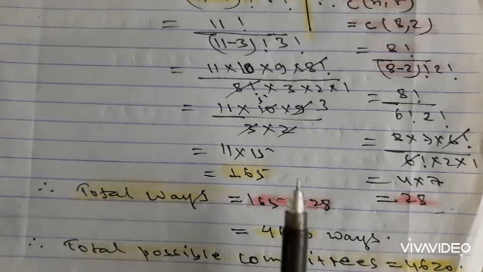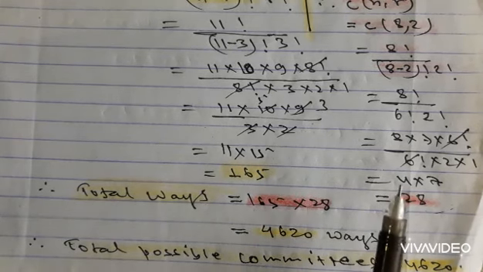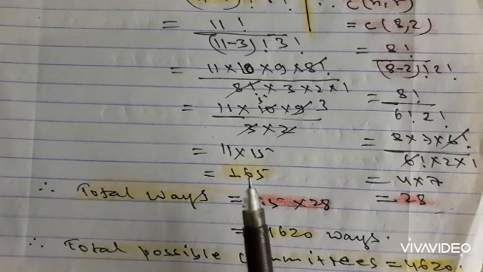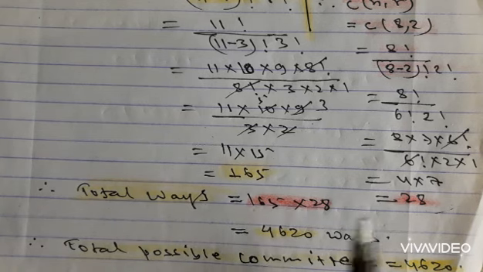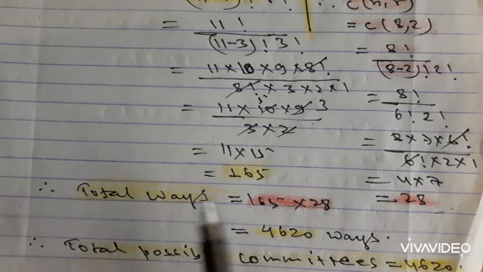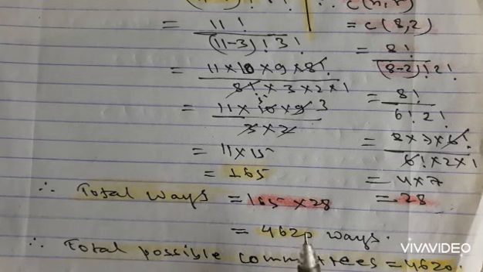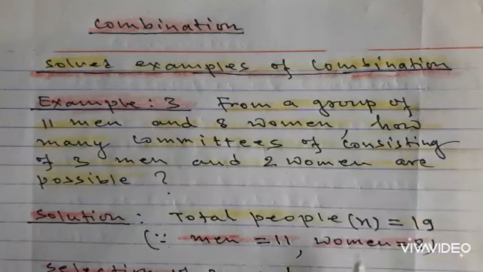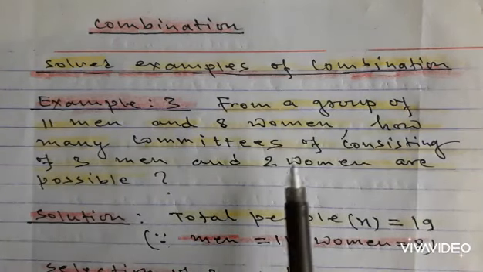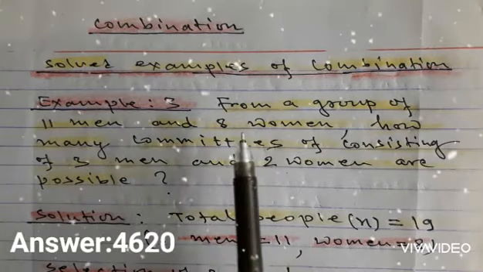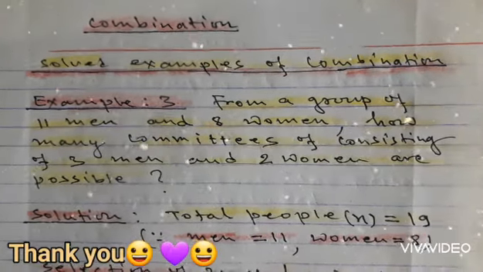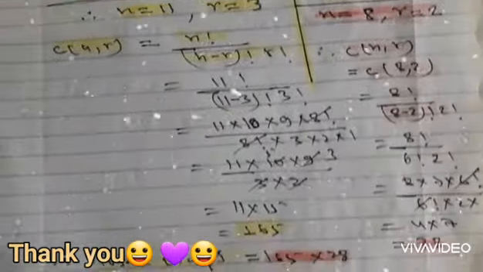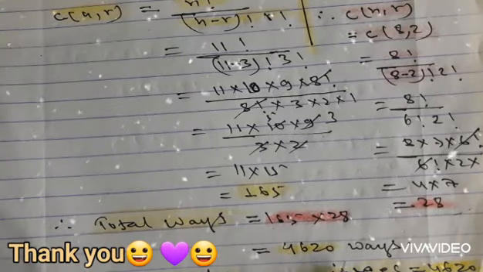Now we have to apply the theorem of basic principle of counting. The selection of men can be done in 165 ways, and the selection of women can be done in 28 ways. So according to the basic principle of counting, the total number of ways is equal to 4,620. The selection of 3 men and 2 women from 11 men and 8 women can be done in 4,620 ways.